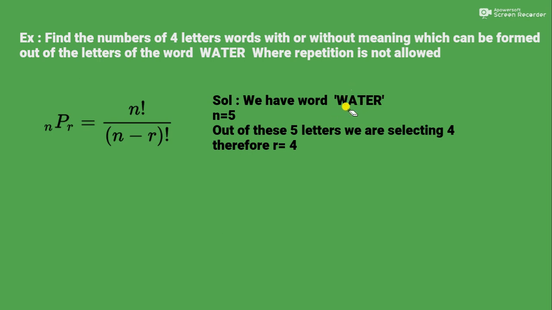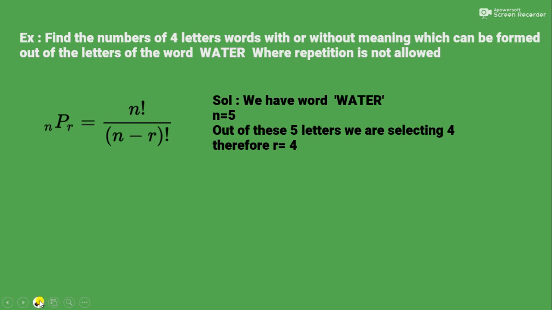Here we have the word WATER. So here we have 1, 2, 3, 4, 5. So the value of n equals 5 because we are creating the word using these letters. Out of these 5 letters we are selecting 4 letters to form the 4-letter word. So the value of r equals 4. Now we have the value of n and the value of r, that is 4. Now we can simply put these values into this formula.